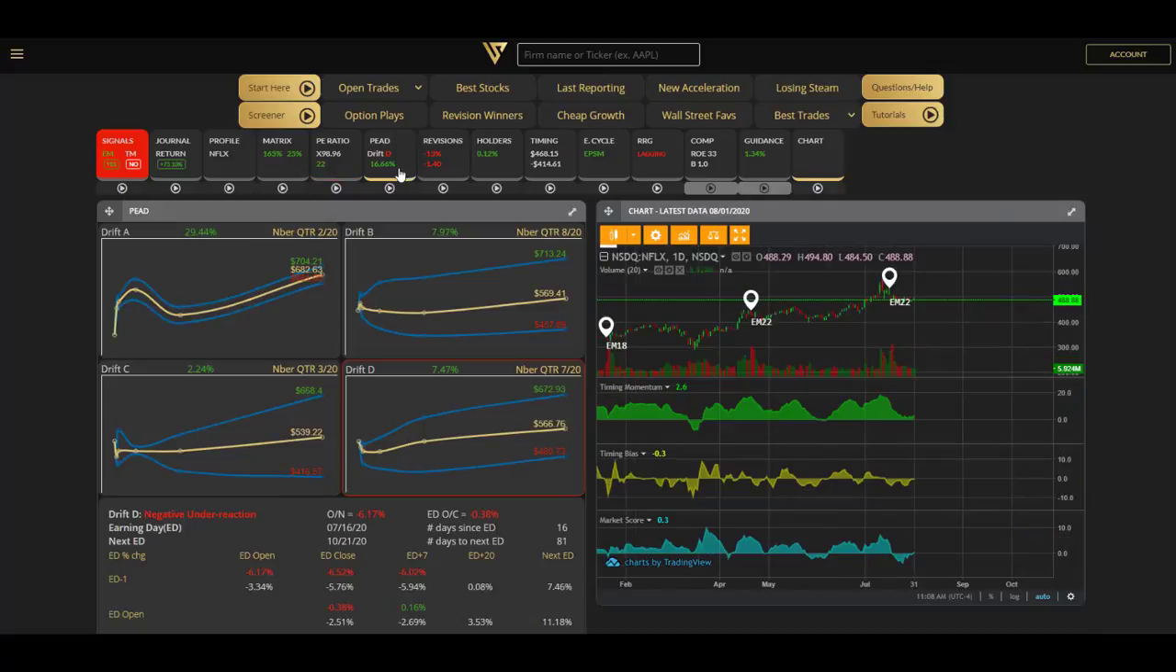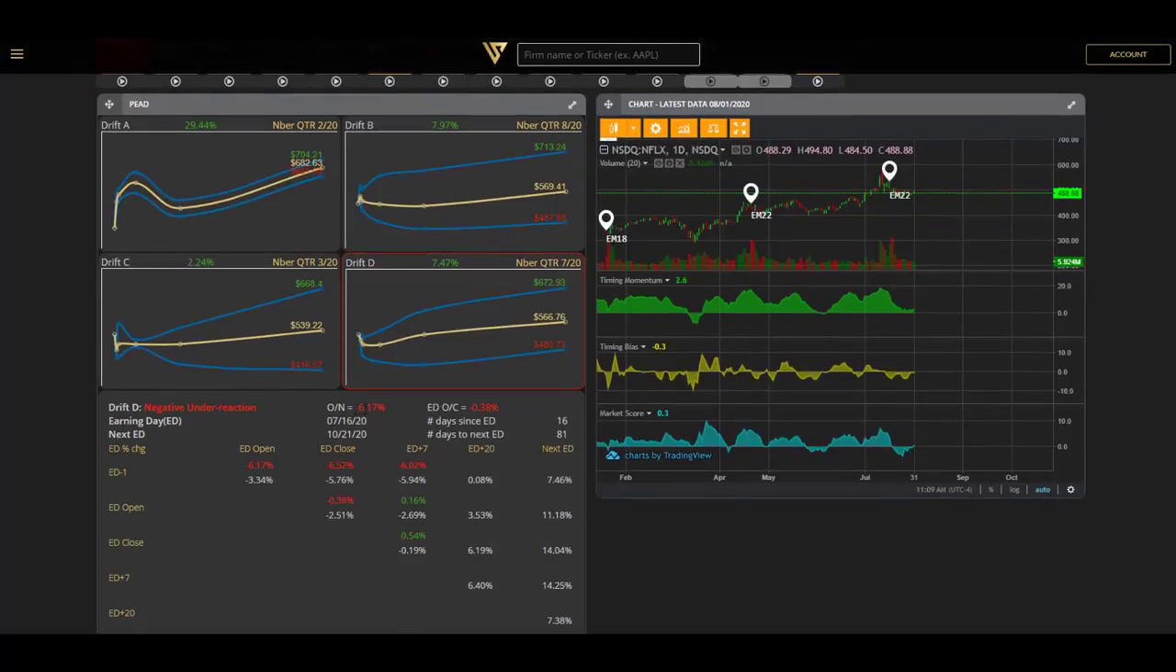So the drift here is the PEAD, post-earning announcement drift. It's based on the change at any given earning date, the change overnight, and the change during the day of the stock. So what it does is, if both numbers are positive here, you're in drift A, and if one is positive and one negative, you're either in drift B or C. Okay, so here we're in drift D because both numbers are negative. You see an overnight pretty steep decline, and then during the day a slight decline as well.